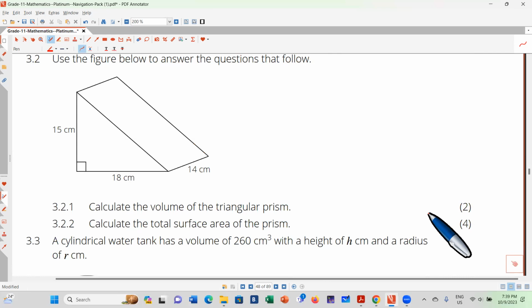Use the figure below to answer the questions that follow. Calculate the volume of the triangular prism. Okay, let me give you like 2 minutes.